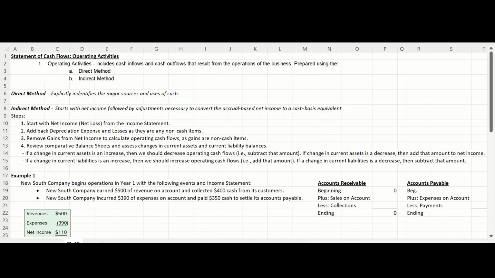Lastly, we'll need to review comparative balance sheets, which is just 2 consecutive periods of balance sheets. We'll need to assess changes in the current assets and current liability balances. If current assets is an increase, then we will decrease the cash flows by that amount or subtract that amount from net income. Conversely, if a change in current assets is a decrease, then we will add that amount back. We'll think of current assets and cash flows having an inverse relationship.